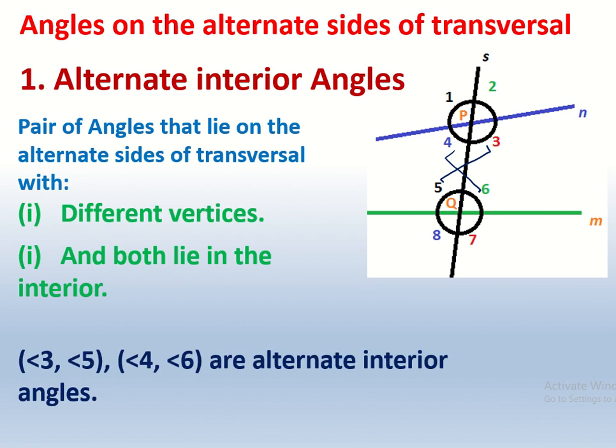So these are our different pairs of angles that are formed by a transversal with two lines, and it is necessary for all the pairs that they have different vertices. So in today's tutorial we read about the transversal and the different pairs of angles formed by the transversal with two lines.